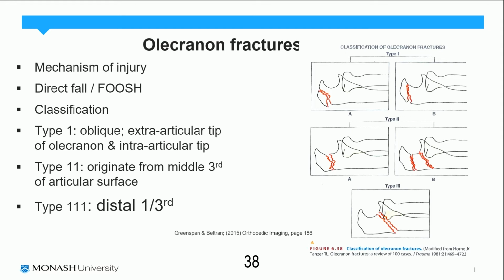Olecranon fractures are also common. The main mechanism of injury is a direct fall or push injury. They're classified into 3 types. So type 1 can either be an oblique extra-articular fracture of the tip or an intra-articular fracture of the tip. Type 2 originates from the middle third of the articular surface, and there you can see it can either be a single or comminuted fracture. And then type 3 involves the distal third of the olecranon.